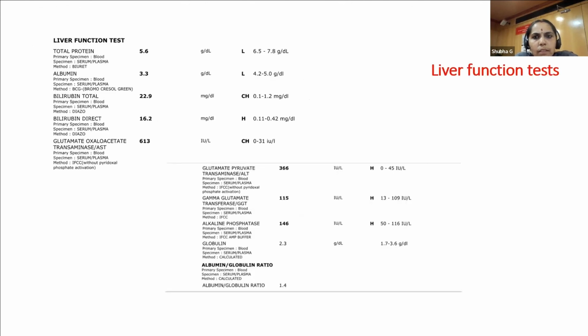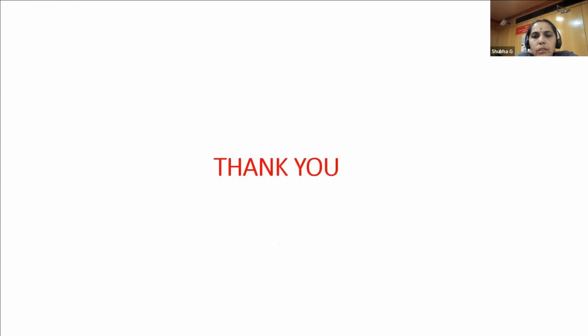So lastly, the liver function tests, of course, as we all know, we have a turnaround time of 1 hour. And these are the parameters which we give. So that's it from the laboratory aspects of viral hepatitis.